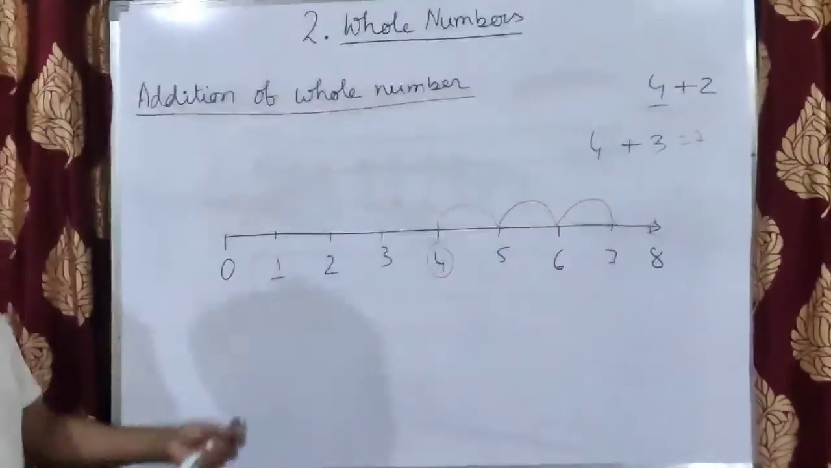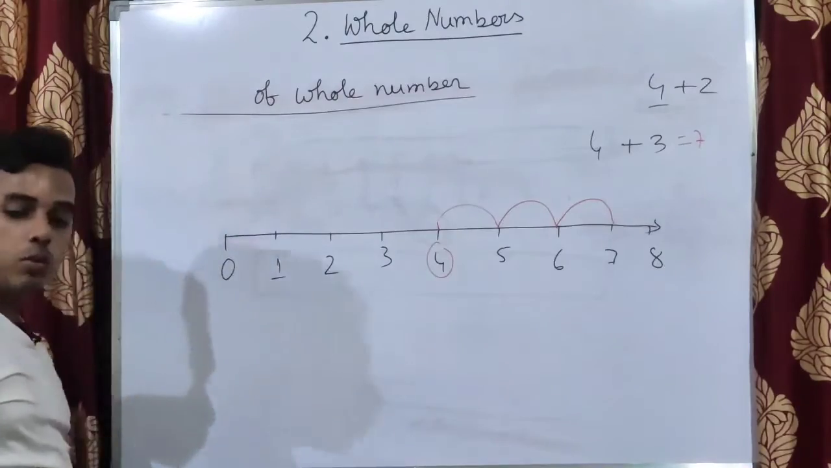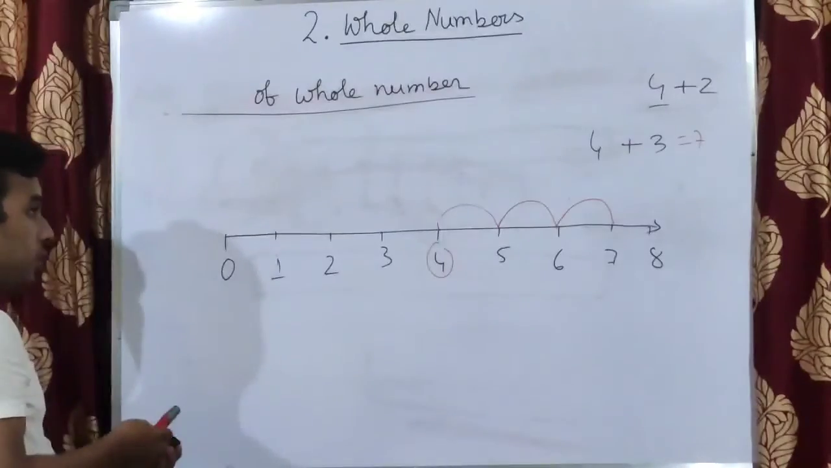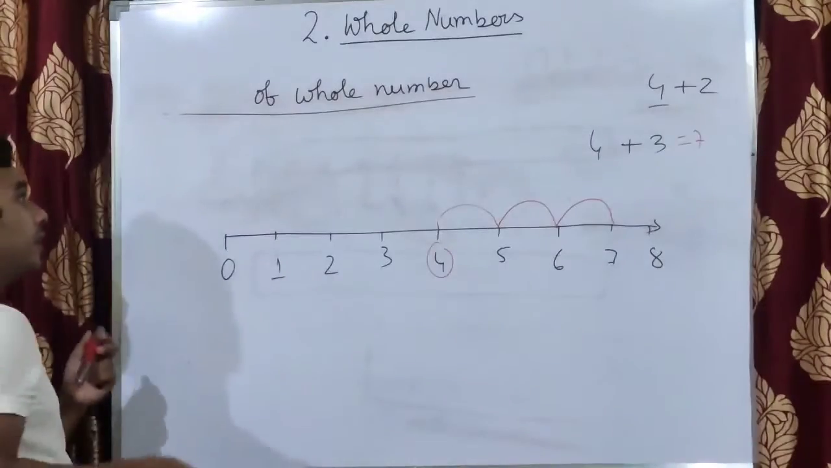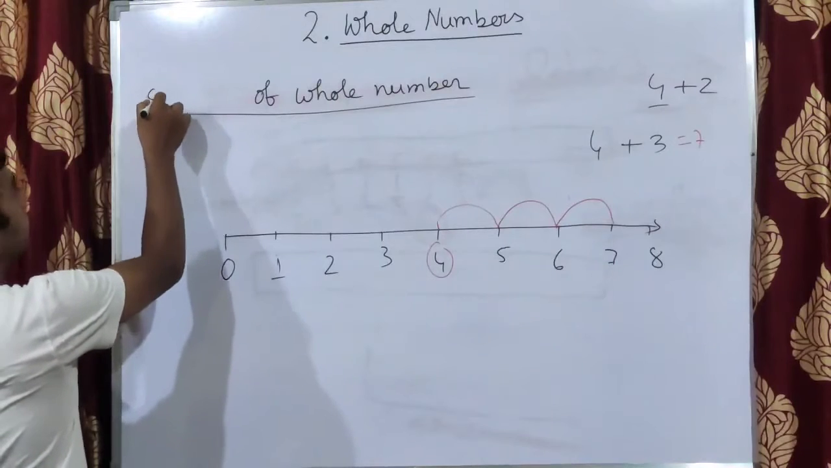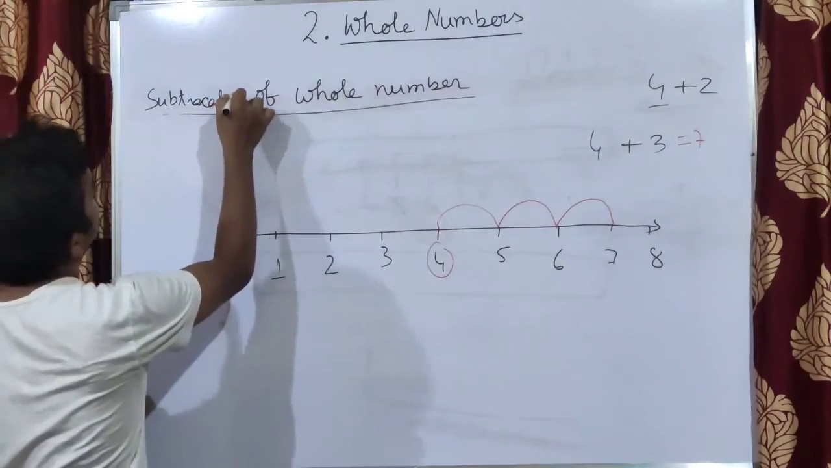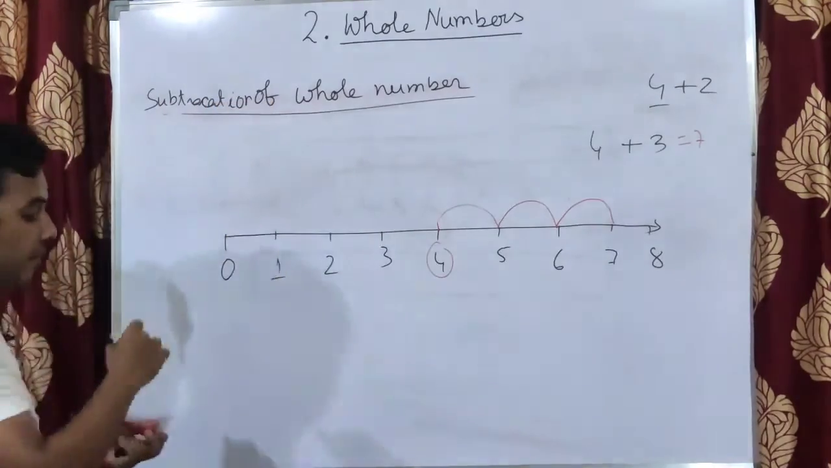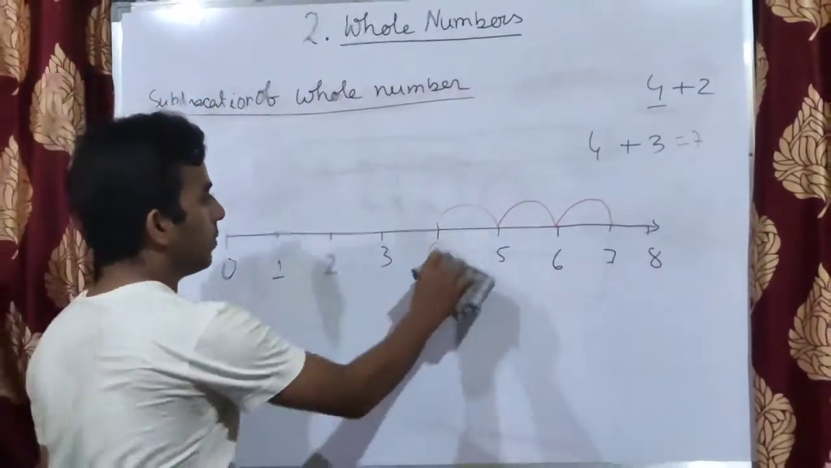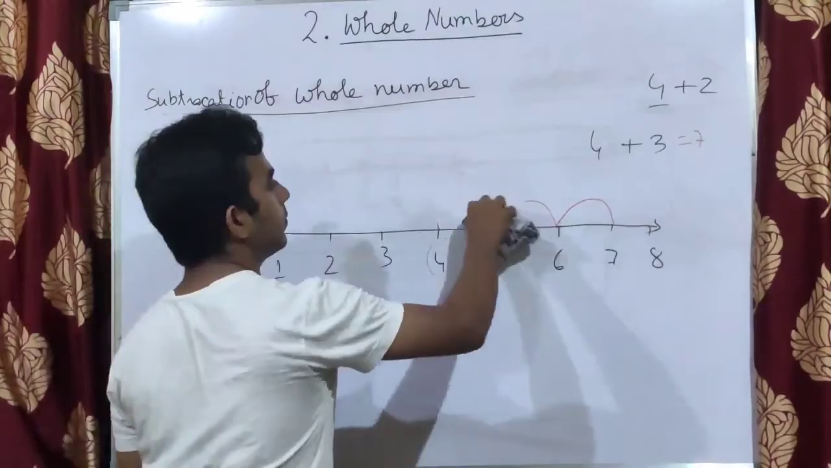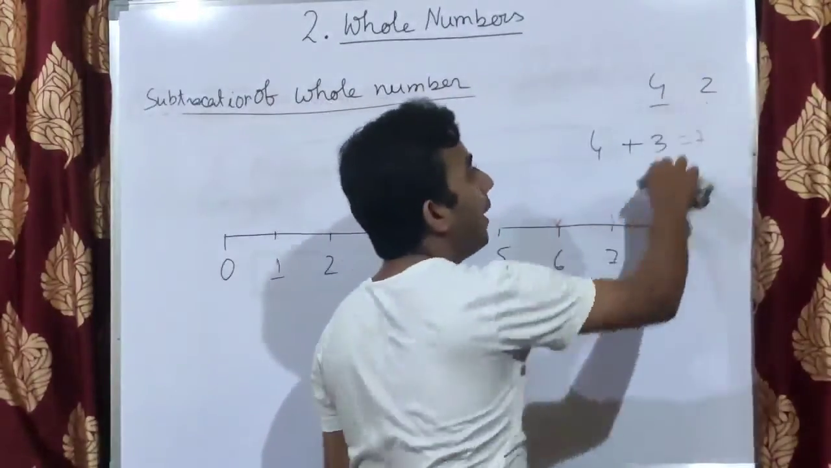Now we will learn subtraction of whole numbers. So in subtraction what will it be? I told you in addition that if there is a plus sign we go towards the right hand side. So if there is a minus sign we will go towards the left hand side, right? So first let us take these 2 examples. Here the first one is 4 minus 2.